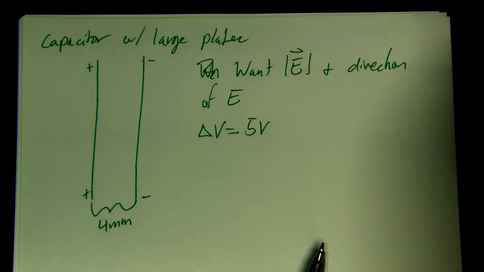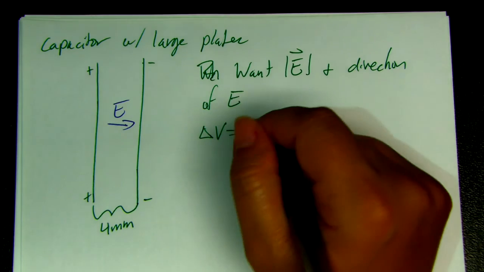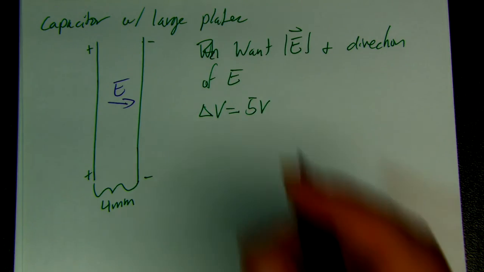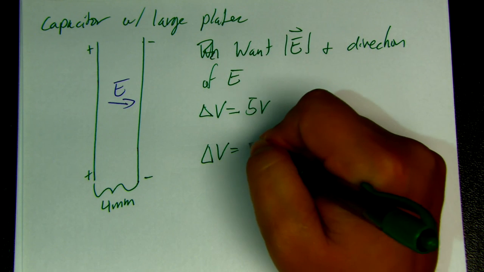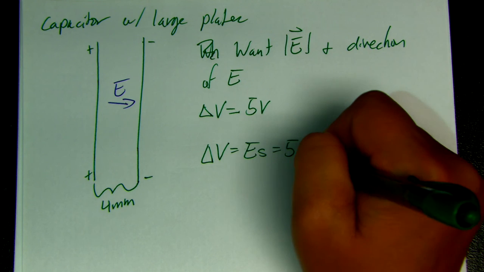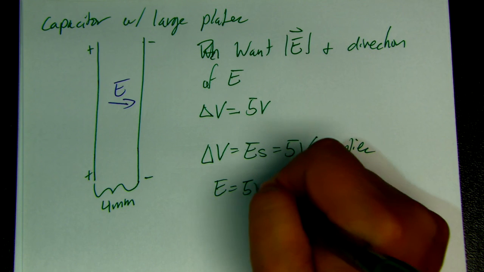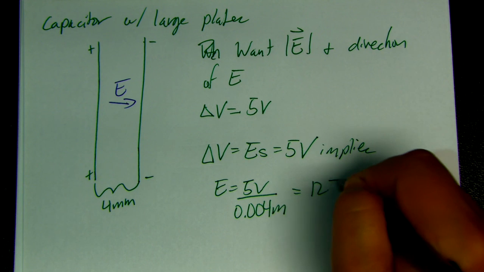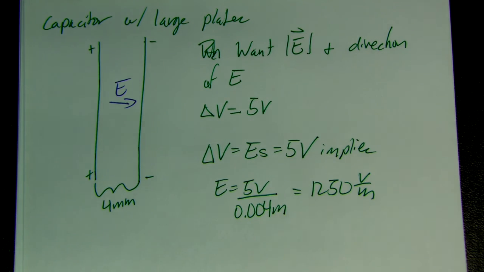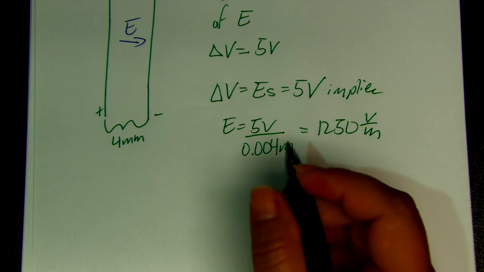Okay, so direction is really easy. It's going to go towards the negative plate, so the direction is going to be to the right. And then delta V is equal to E times s, equal to 5 volts, which implies E is equal to 5 volts over 0.004 meters, equal to 1250 volts per meter. All right, so there's our electric field. It has 1,250 volts per meter in x.